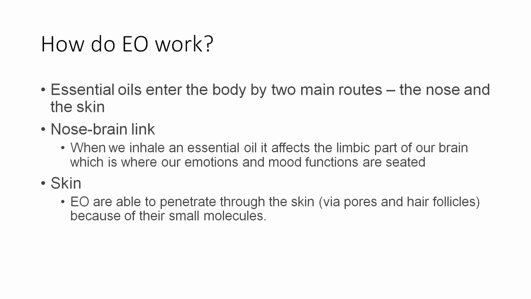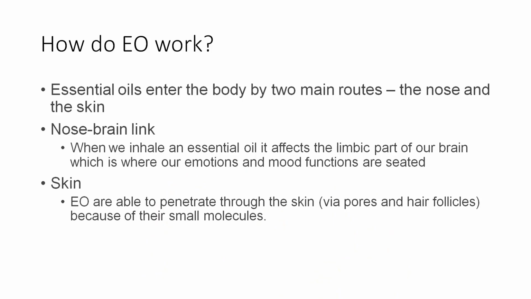So, how do essential oils work? Essential oils enter the body by two main routes, one is the nose and the second is the skin. The olfactory receptors in the nose are directly linked to the brain, right. As we inhale the essential oil, it goes to the limbic system of our brain, which is where our emotions and mood functions are seated. So, essential oil would also affect your mood functions, right, and it can also go through the skin.